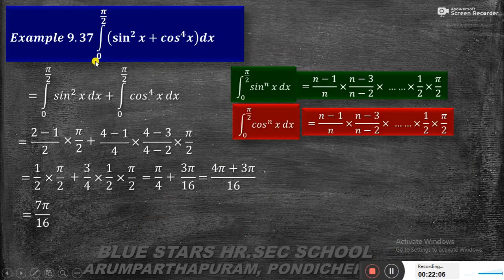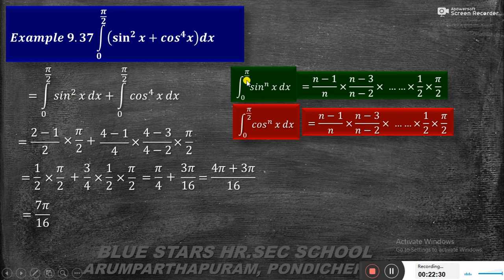So you see that example 9.37, integral 0 to pi by 2 sine square x plus cos power 4x dx. Now we evaluate this integral. So integral 0 to pi by 2 sine square x dx plus integral 0 to pi by 2 cos power 4x dx. Now you see that sine square is an even function, even number. Cos power 4x is also an even number.